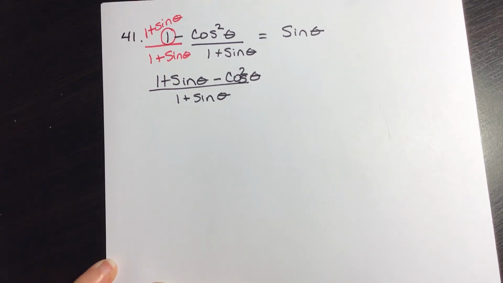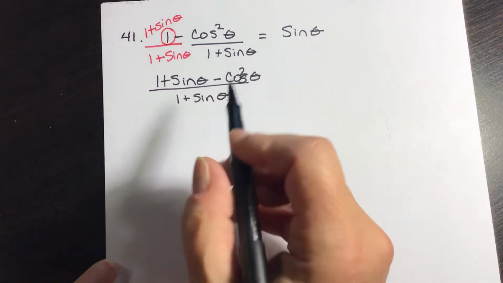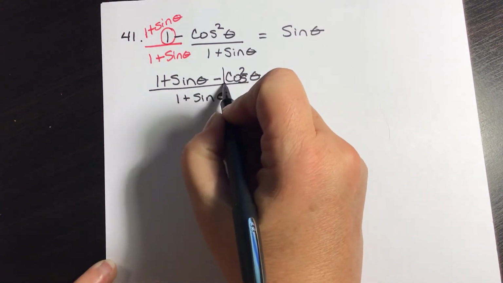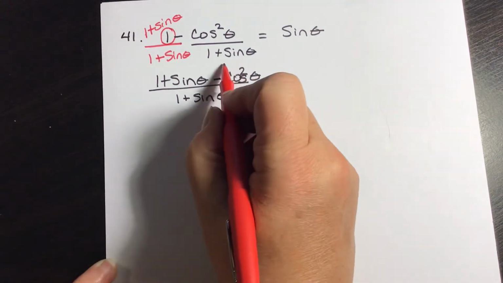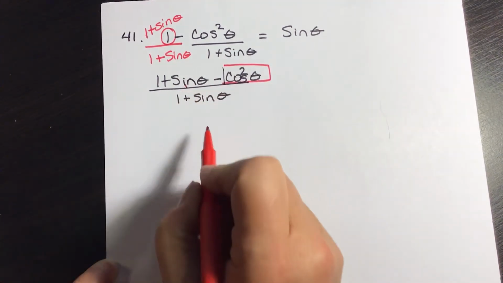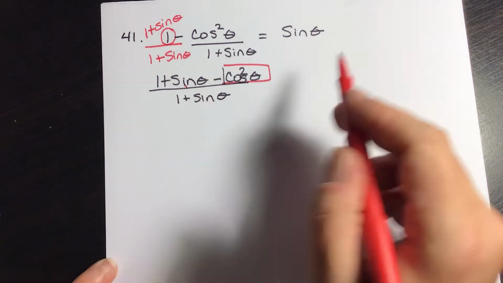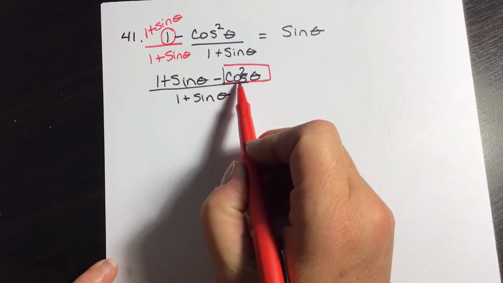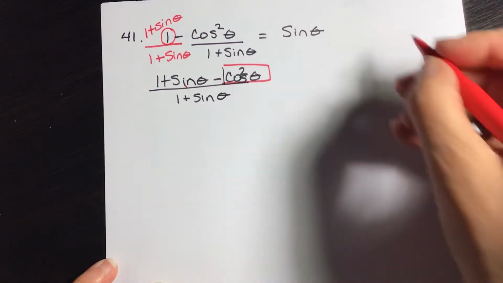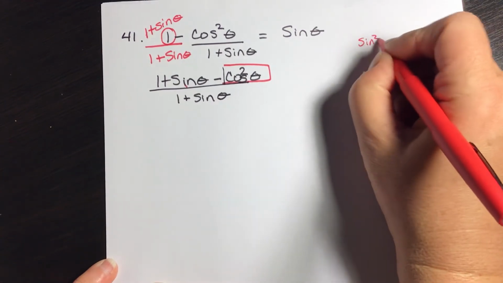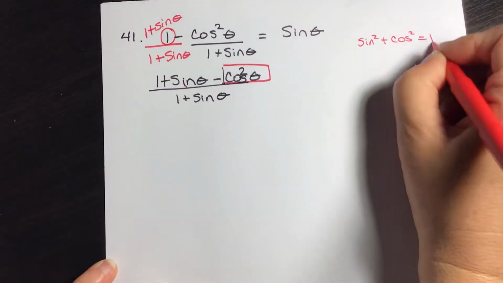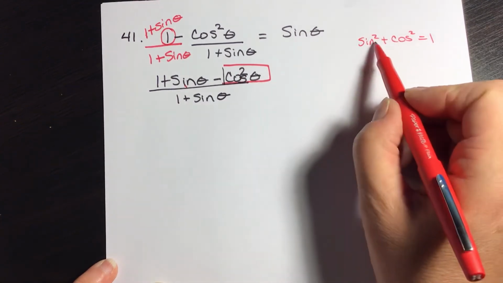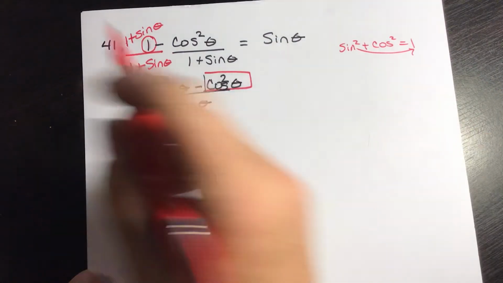All right, so now I have, let's see, what do I have here? I know that cosine squared of theta, let's try and get this all in terms of sine because I don't want anything left with cosine. I know cosine squared of theta is 1 minus sine squared of theta, and that just comes from sine squared plus cosine squared equals 1. So cosine squared is 1 minus sine squared.